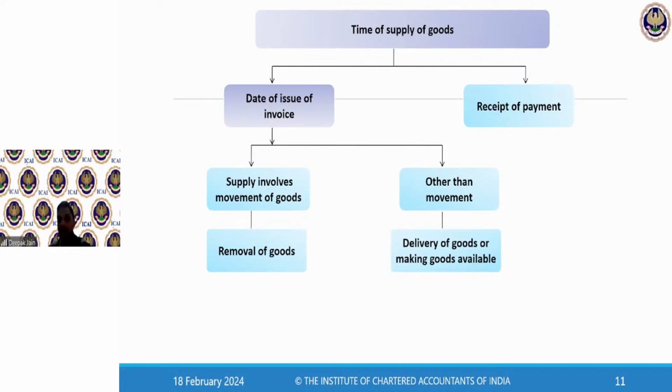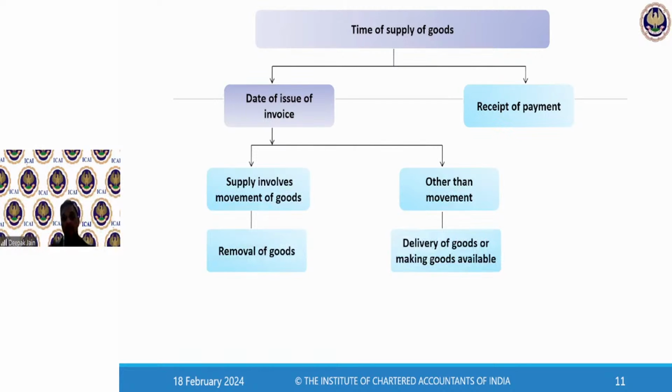Suppose there is a cement plant at the developer's site itself. Not cement, I would say, a concrete mix is there at the plant, at the site of the customer. When the concrete mix is made available at the site, that becomes the time of issue of invoice. So I have to issue the invoice before the delivery or making the goods available.